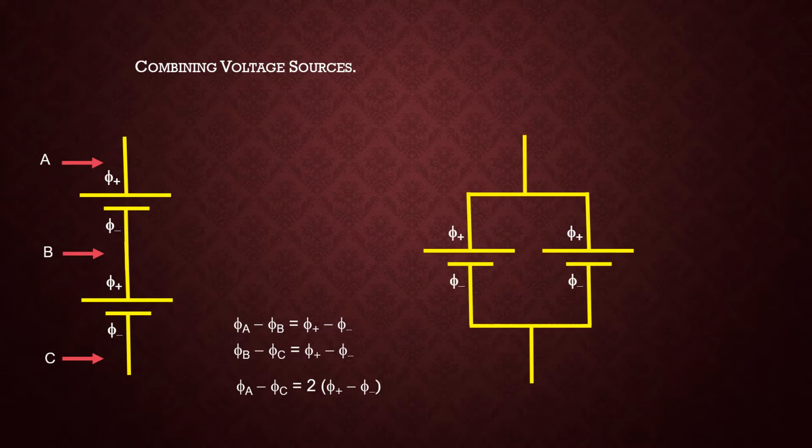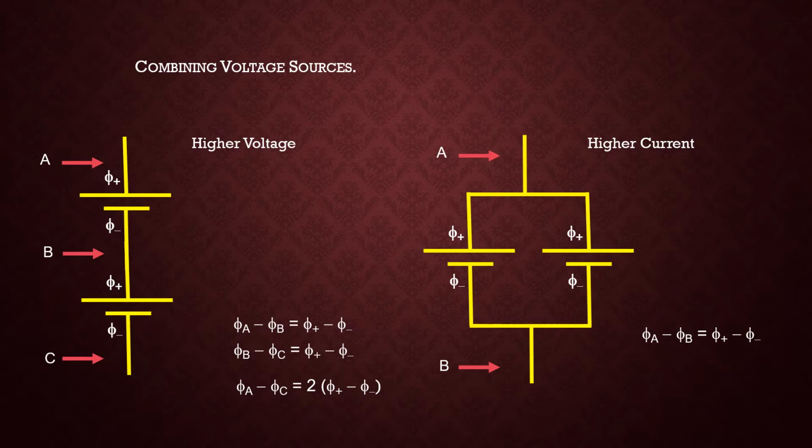If I look at parallel arrangements now, and again look at the potential difference between point A and point B, I don't pass two different stages. So the potential between point A and B is still phi plus minus phi minus. So there's no additive effect here. So these two arrangements give me a higher voltage, in the case on the left of series, or a higher current. So again, remember the internal resistance part. So the device arrangement on the right would allow me to get a higher current for a given voltage.